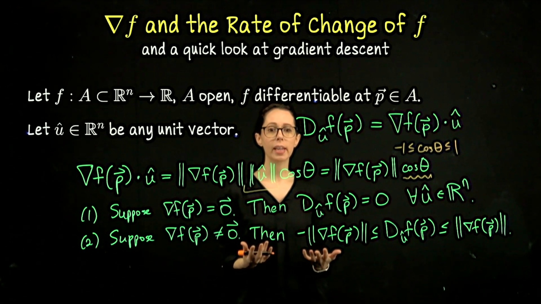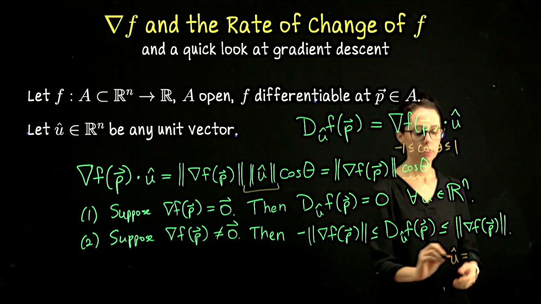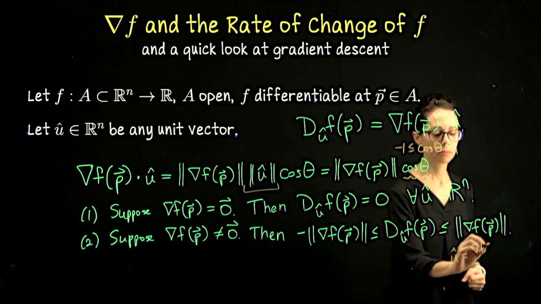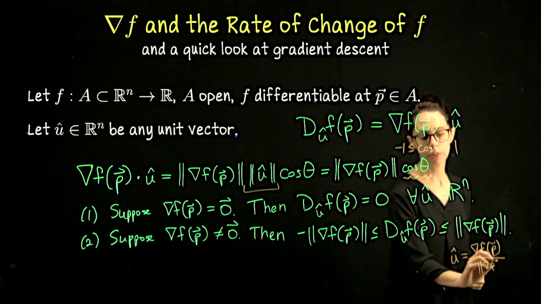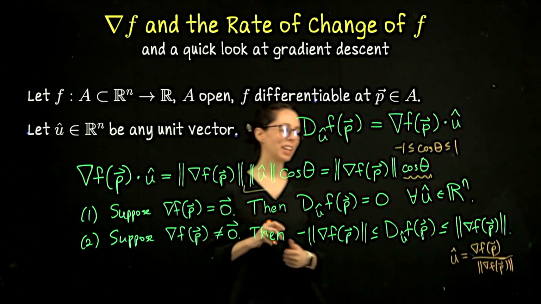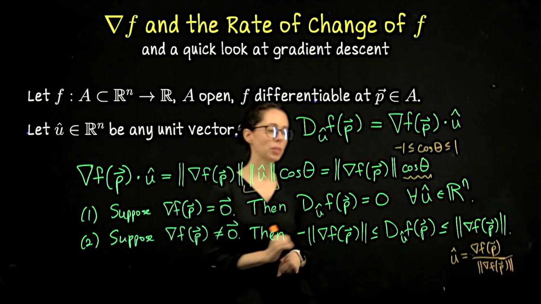Let's just take the gradient and make it unit length. So this would happen if our unit length sense of direction was the gradient of f at p divided by its own magnitude. Sorry about my handwriting down there. This denominator is non-zero because we're working in case 2.